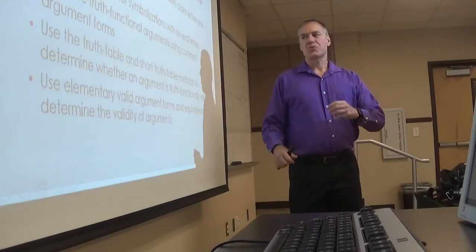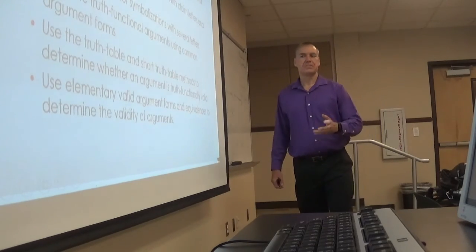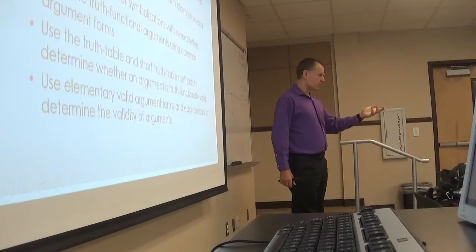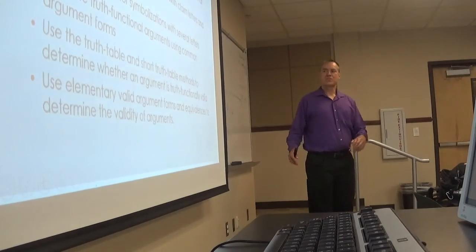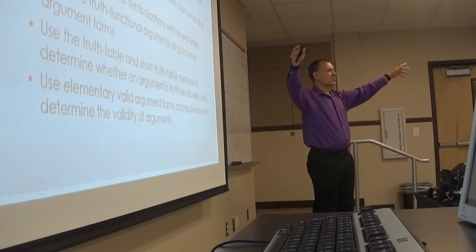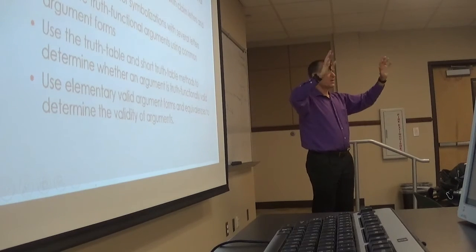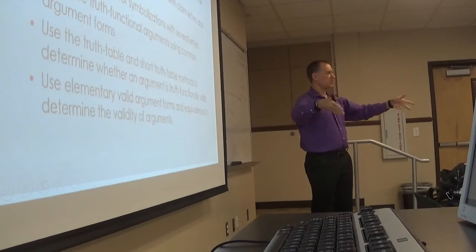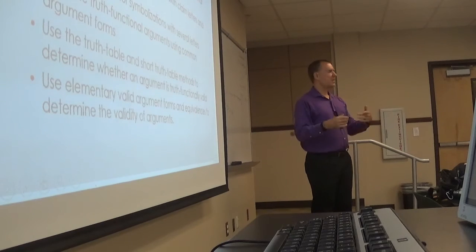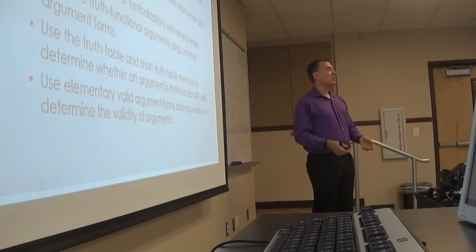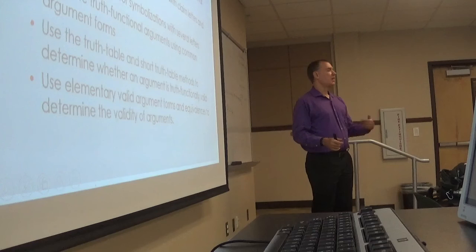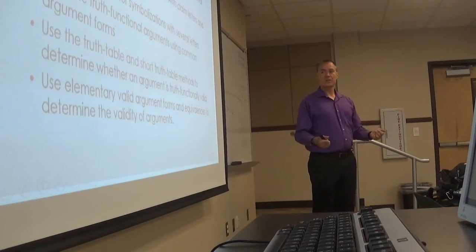We'll also learn to build these truth tables, and the end game, just like with categorical syllogisms, is getting from normal sloppy English into symbolic form, building the argument with premises and the conclusion, and then seeing whether it's valid or invalid. So the end game with deductive arguments is always: is it valid or invalid?